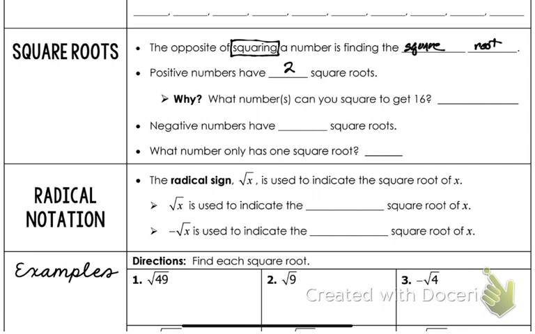What's 2 times 2? 4. What's negative 2 times negative 2? 4 as well. Okay. So when you square a negative, it turns positive.